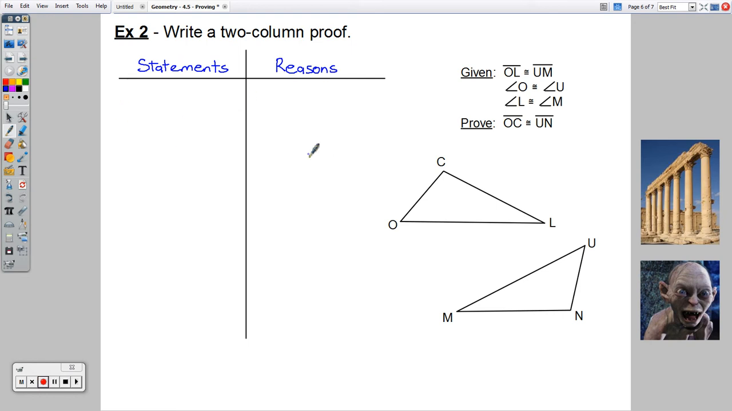Could we write a paragraph proof if we wanted to instead, if it didn't specify to write a 2-column proof? Sure. Could we write a flow proof if we wanted to? Sure. This one, though, says to write a 2-column proof, so we'll write a 2-column proof. So OL is congruent to UM. We also are told that angle O is congruent to angle U, and angle L is congruent to angle M. And that reason would be given.